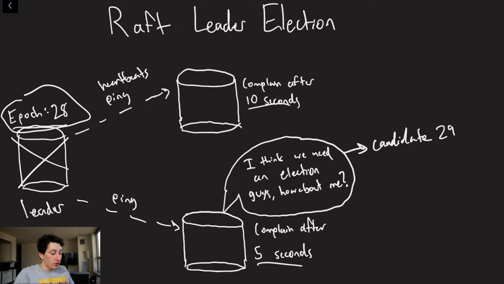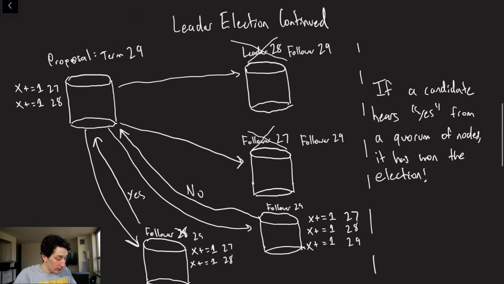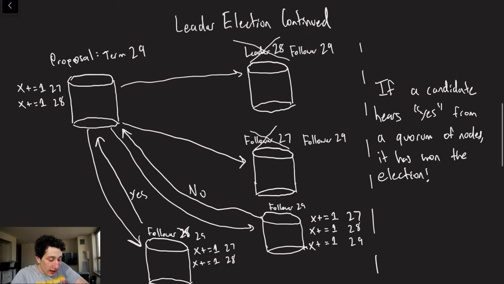So what happens during the election? Let's scroll on to our next screen here. This one has a lot going on, so I'm going to try and show it all properly. There are a few possibilities of things that can happen, and I'm going to show them all off. Let's say this is the candidate right here over on the top left. The candidate is now going to propose a term number 29, and let's say it's got a log like so, where it has two operations and you can see the epochs that those operations were written from.